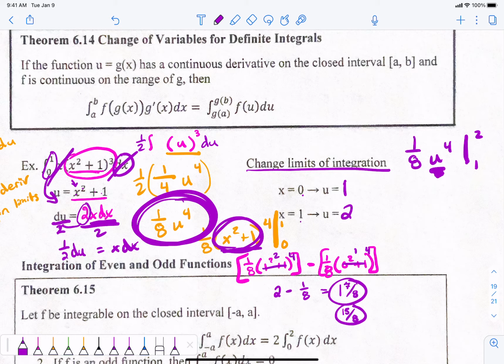So if x is 0 and x is 1, if x is 0, u is 1, right? Plug it in here, right? If x is 1, u is 2, right? You're plugging into that u formula right here. So you're changing your limits. Instead of it being 0 and 1 in terms of x, it's 1 and 2 in terms of u. Does that make sense? It's just one less step you have to do.